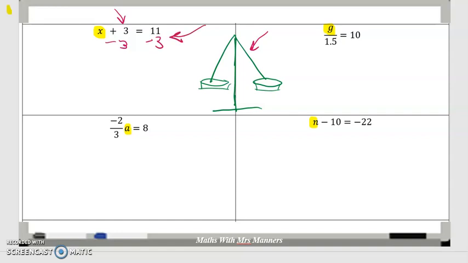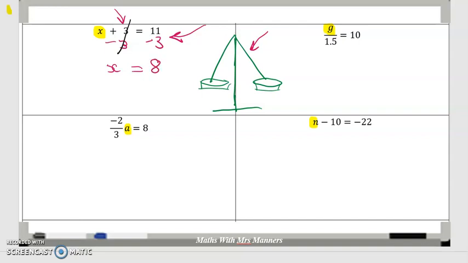So what you can see here is that the 3 take away 3, well, that equals 0. So I don't need to write anything there. You can put a single line through them, just a single line. And then that leaves me with the x. And then on the right-hand side, I've got 11 minus 3, and that is 8.